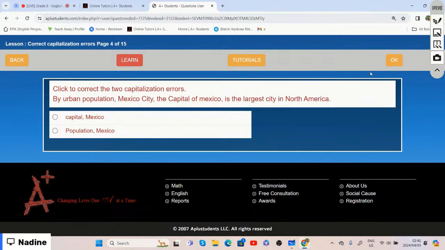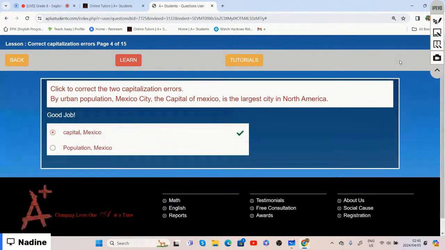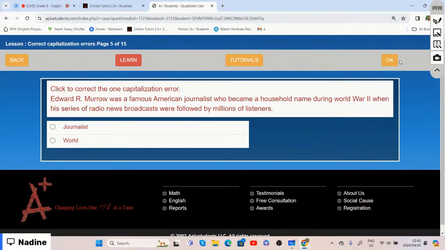All right, and if we are going to correct our two errors, the two capitalization errors, then we're going to lowercase capital and we're going to capitalize Mexico, right? So the first one is correct.